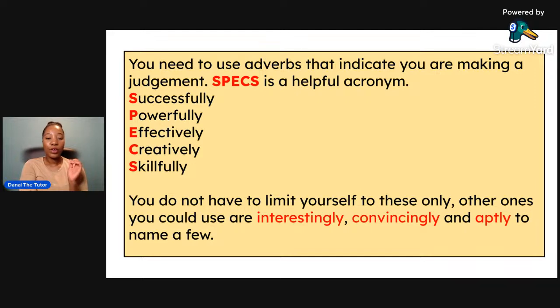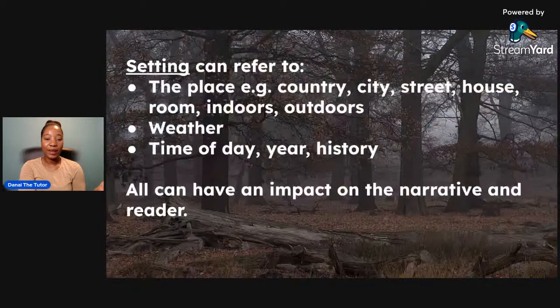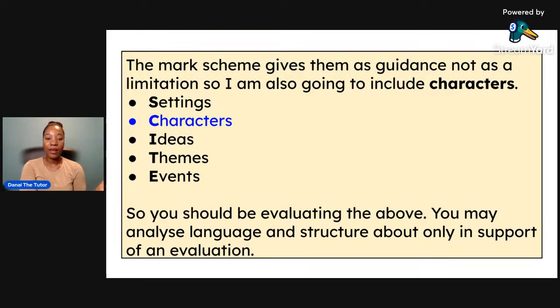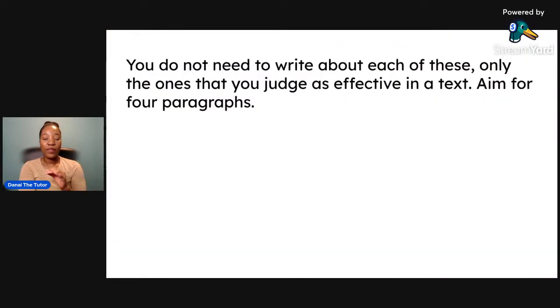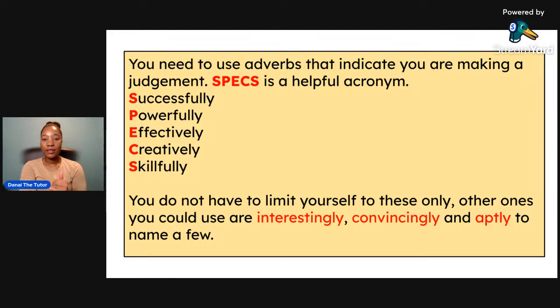So to remember those, you can use SPECS as a way of remembering it, okay? So for what you are evaluating, SITE is a good way to remember it. Okay, so I'll go back to it now. SITE, like that. Okay, SITE: Settings, characters, ideas, themes, events. And then for the evaluation vocabulary, SPECS is a good one to remember. Okay, so successfully, powerfully, effectively, creatively, skillfully. That can just help you. And I am an examiner for Edexcel, and I often see at the top of the question 4, students will write SITE and SPECS because it just helps them remember. So it's a good one to remember and bear in mind.